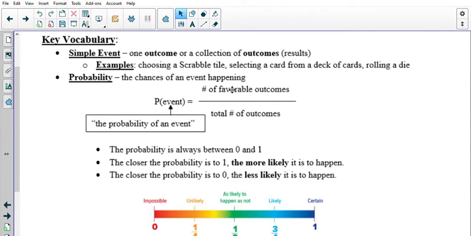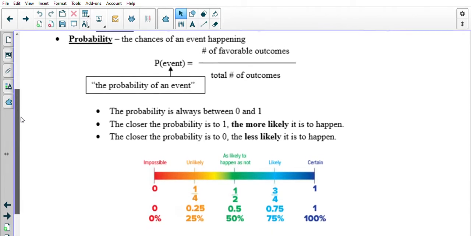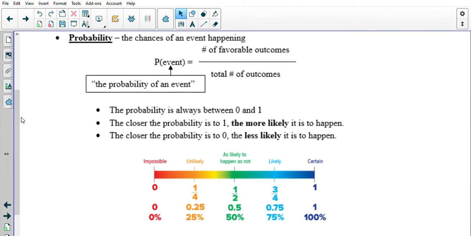So we will represent probability as a fraction. We'll also represent it as a percent, because a lot of times we do see probabilities written as percents. Like, for example, if you go onto the Weather Channel app, they will have the probabilities of it raining at any different hour, any hour throughout the day. That's a probability. Now, the probability will always be between 0 and 1.